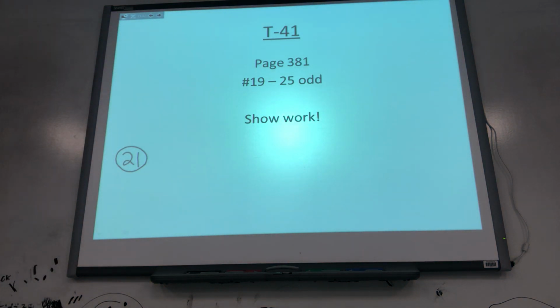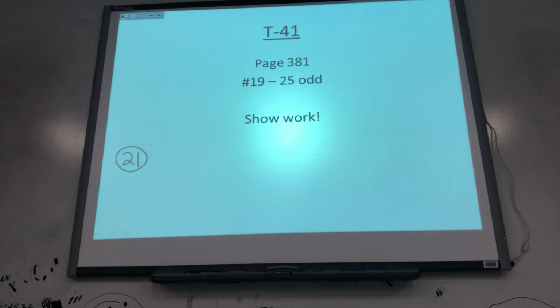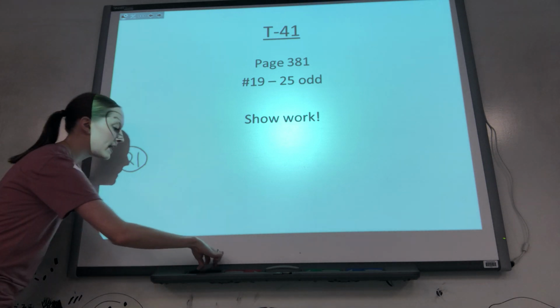problems. So go ahead and copy this assignment down. It's T41 from page 381. We're doing 19 to 25 odd. Keep in mind, if you pick a different pair of angles than the book, your answer could look slightly different. So you should be able to check these, but keep that in mind. And also, of course, show your work on these so I know how you got started.